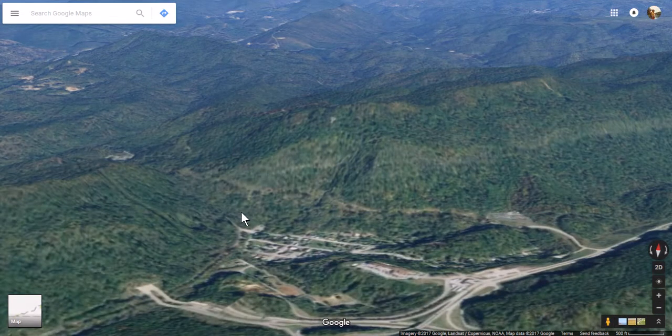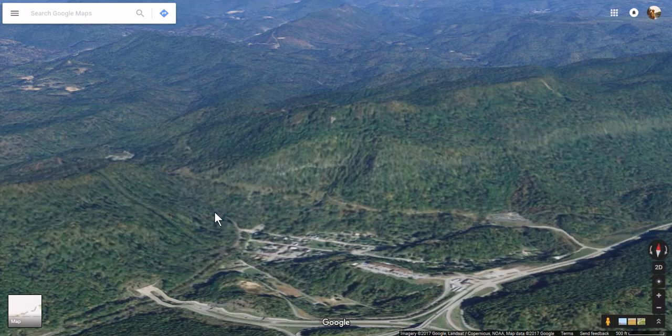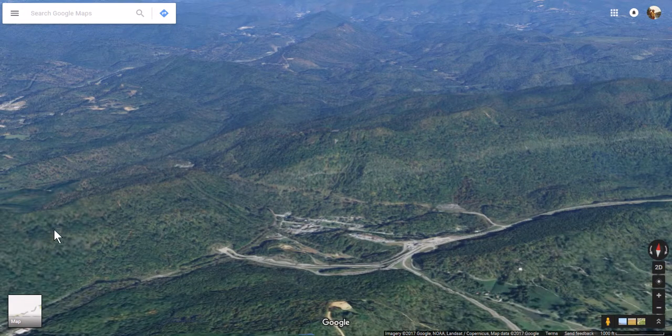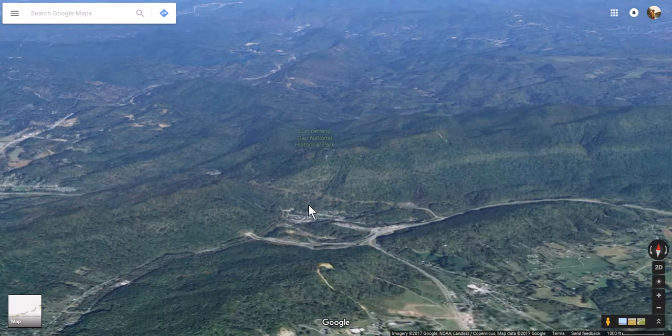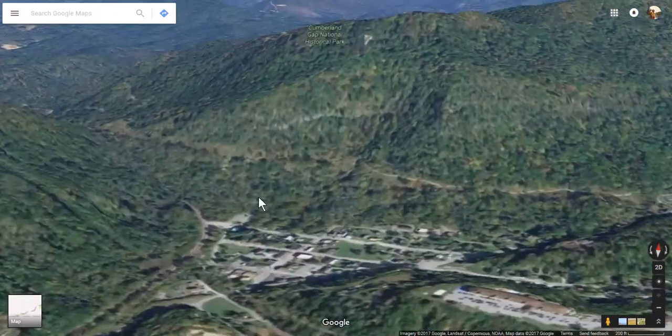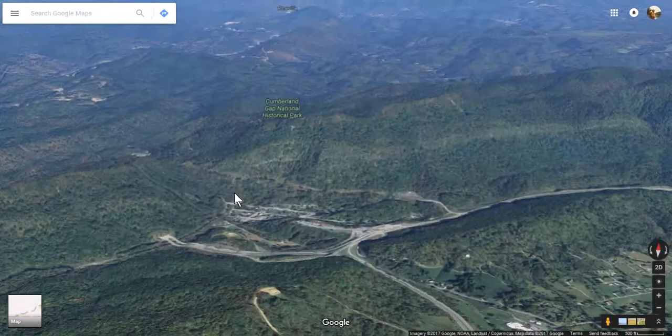So here is a low enough gap in the mountain, as we can see from this shape, kind of a little carving almost, that was essentially created by something, which allowed a gap to form. And so here is the Cumberland Gap, a National Historic Site.